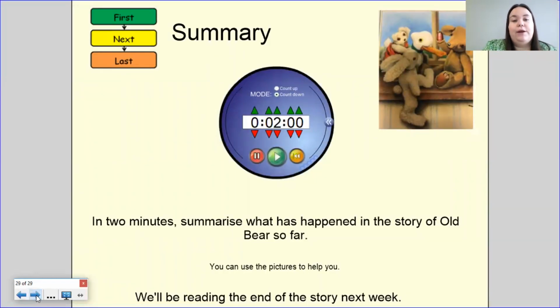And here is your final activity for today. I'd like you to summarise the story. So you've got 2 minutes to summarise what has happened so far in the story of Old Bear. And I have linked some pictures onto our remote learning to help you.